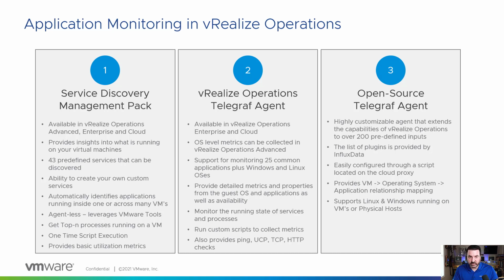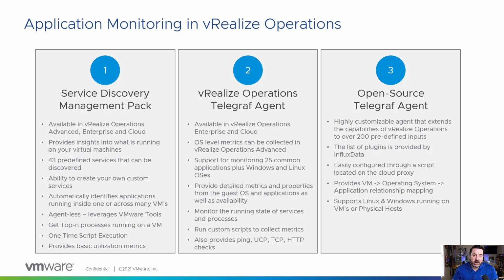Now, starting with the Service Discovery Management Pack, this is available in vRealize Operations Advanced and Enterprise, and this is really kind of the entry level into application monitoring with vRealize Operations. So what this does is it's an agentless way of discovering services running on your virtual machines. So we can get information, right? We can understand what is running on our virtual machines to help with things like project planning or just understanding our applications, right? So there are 43 predefined services that we provide, but you can also define your own, and we're going to go into how you can do that in a couple different ways.